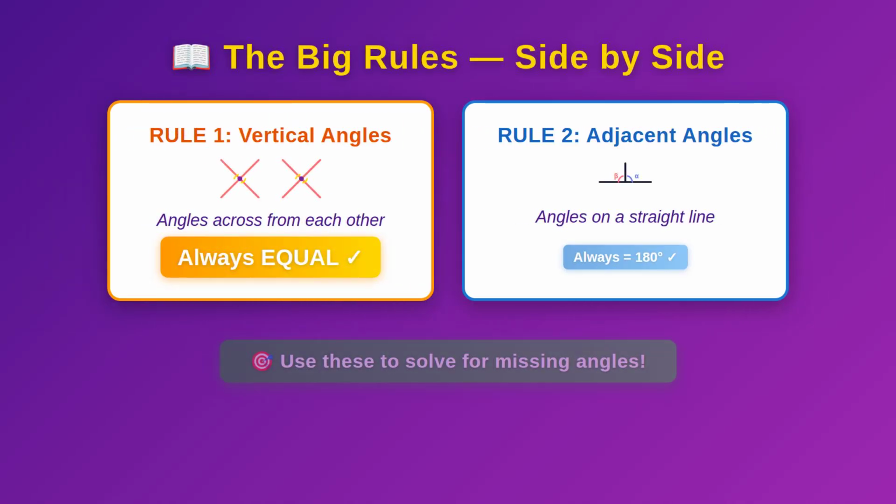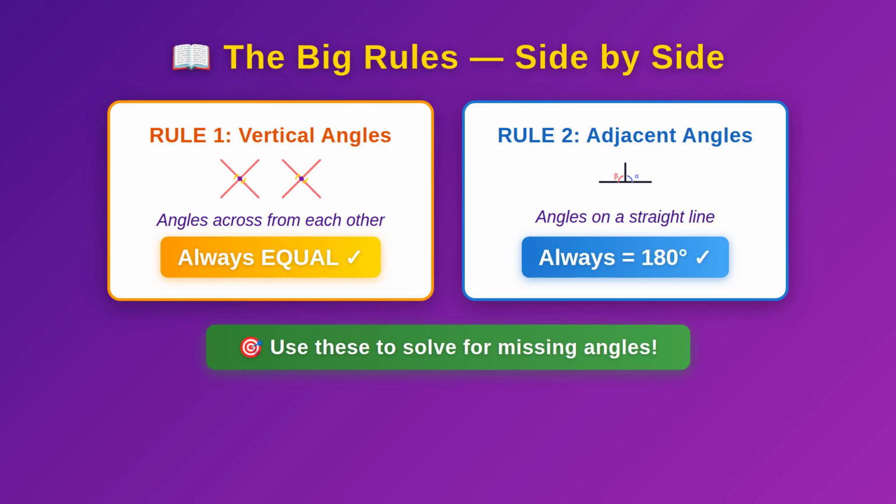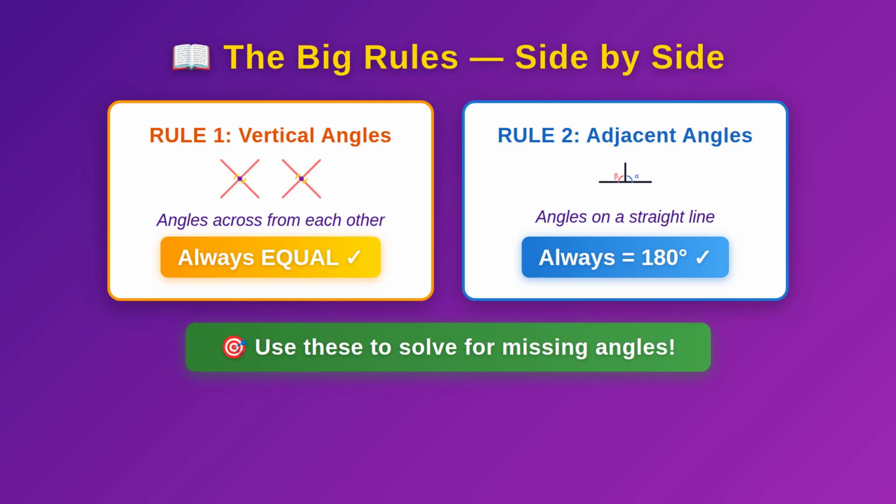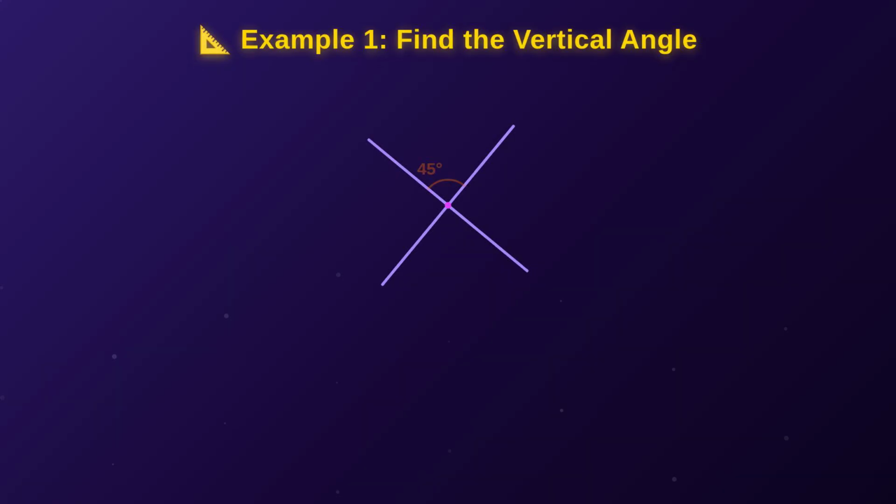Okay, let's lock in the 2 big rules Marcus discovered. Rule 1, vertical angles are always equal. Rule 2, adjacent angles always add up to 180 degrees. These 2 rules are your secret weapons for solving any angle problem. See a missing angle? Check if it's vertical, then it equals the one across from it. Or check if it's adjacent, then subtract from 180 to find it. Marcus keeps these rules in his notebook like cheat codes. You should too.